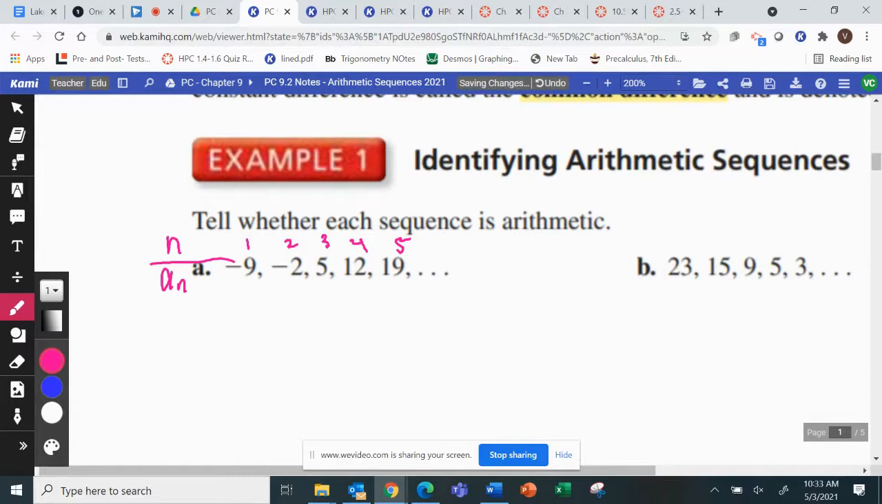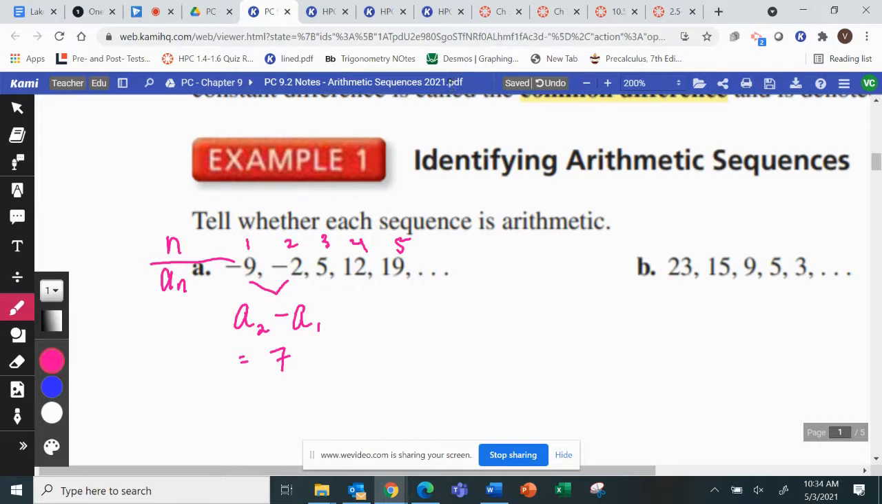So I'm going to find the difference from -9 to get to -2. If you can't do that in your head, there is a formula. It is a sub 2 minus a sub 1. So a sub 2 minus a sub 1 gives me positive 7. Right? From negative 9 to go to negative 2, we're going to add 7.